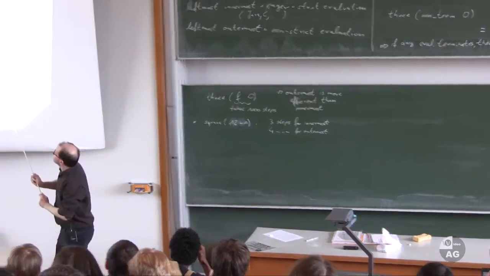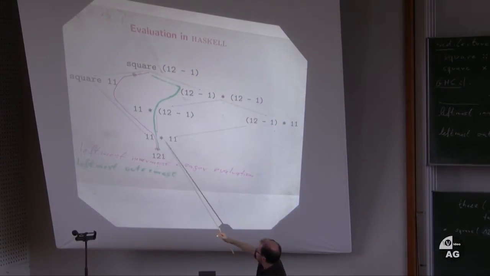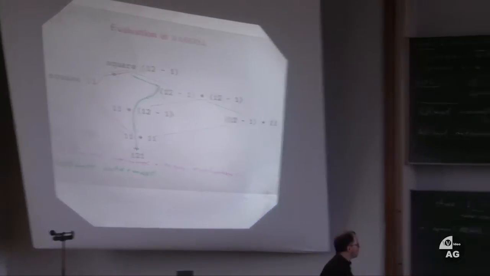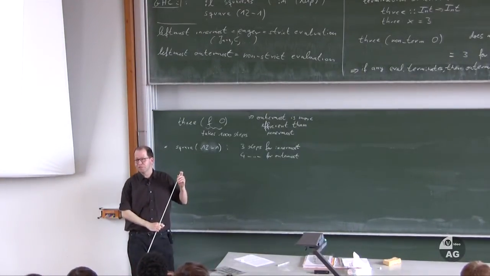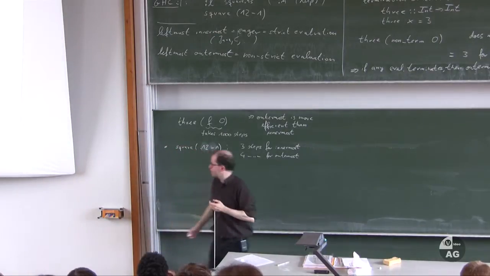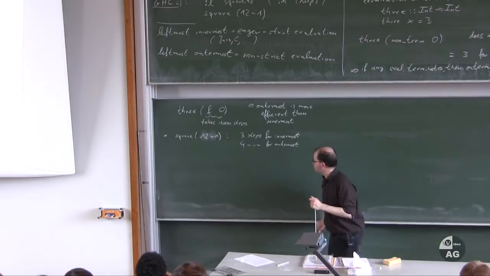And then you need 1 step to replace square by this times this, and another step to execute the times. So I would say 1,002 steps if you do it innermost, and 2,002 steps if you do it outermost. And if it's not 1,000 but 1,000,000, the difference is even more dramatic. So yes, clearly there are examples where innermost is better than outermost.